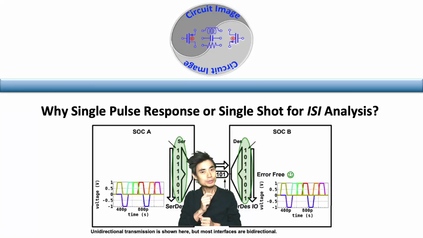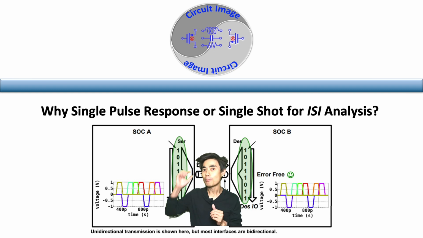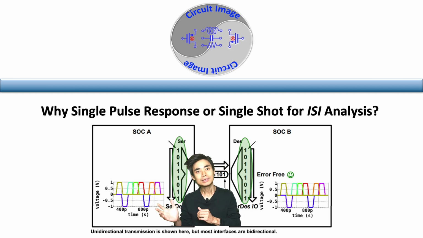Using a single-shot response for inter-symbol interference (ISI) analysis is a handy time domain tool in high-speed communication systems like SerDes because it provides a direct and intuitive way to understand how a channel introduces distortion to the transmitted signals. Then, the single shot helps us easily build up our mental model of recovering the signal from the distortion.